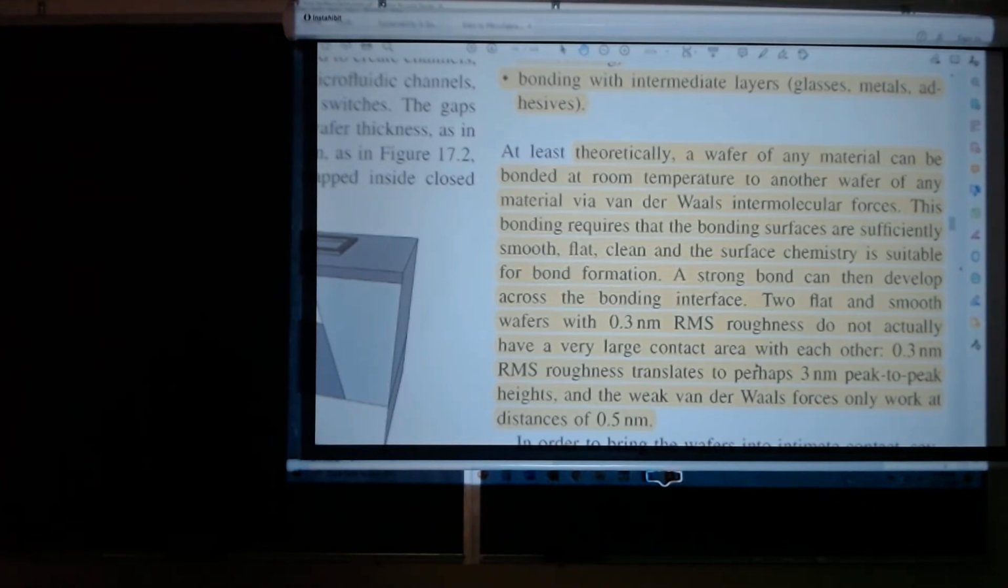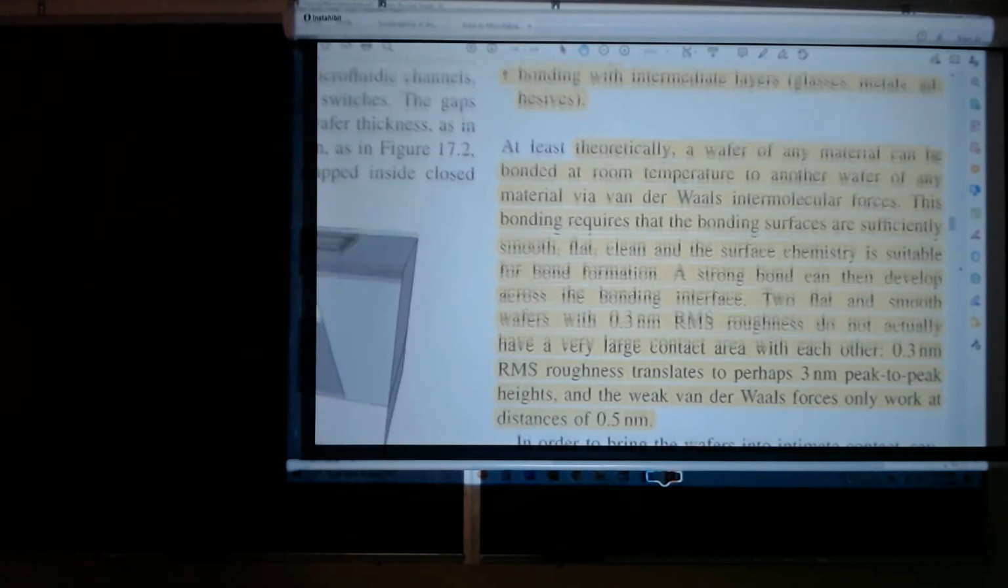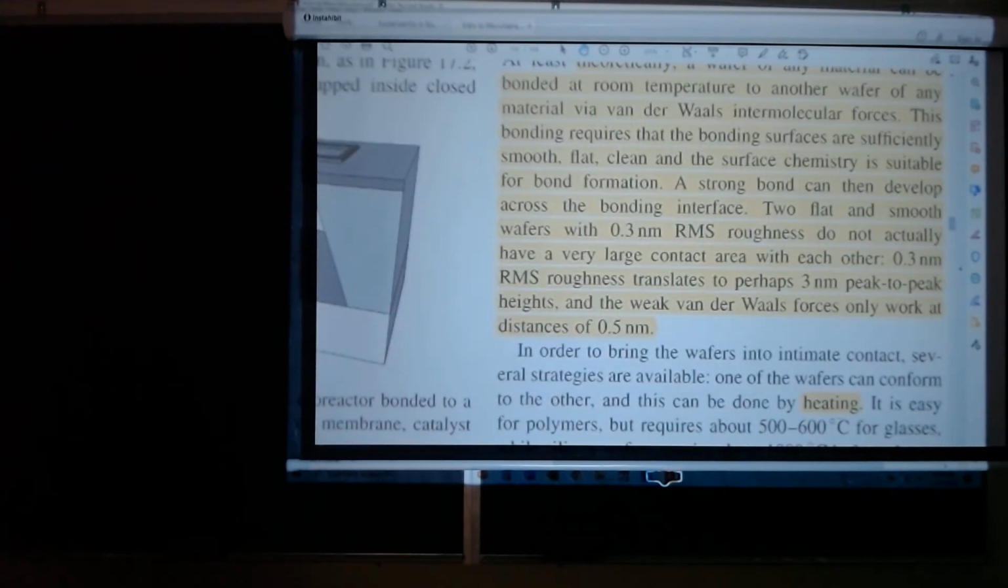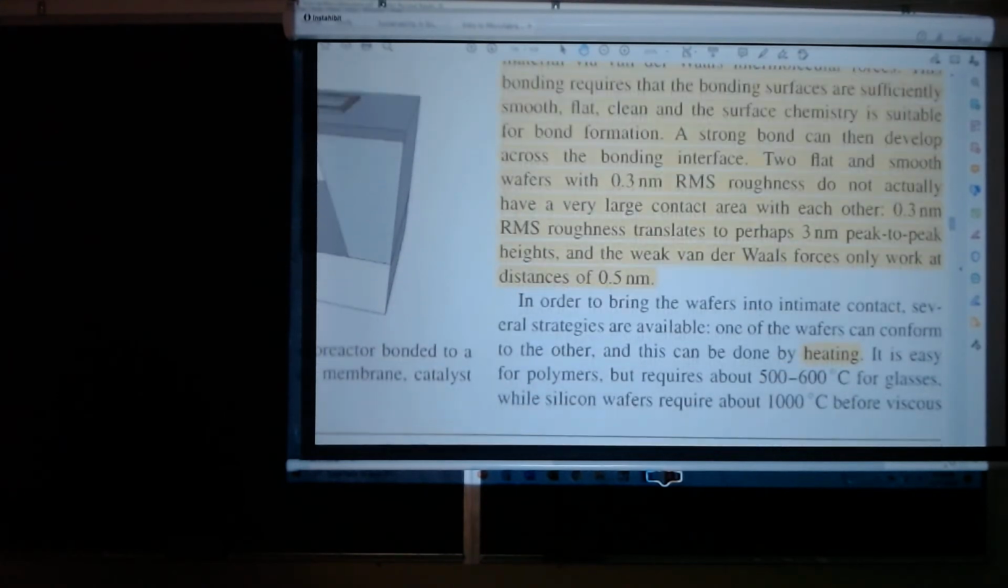That can translate into, because this is the roughness, that means in some places the wafer may actually be as high as 3 nanometers from the low point. And as he states here, van der Waals forces only work up to a half a nanometer. And so what you usually have to do is apply heat. The heat, depending on what type of material, if it's glasses or silicon wafers, causes the atoms to move a little bit to overcome that surface roughness.